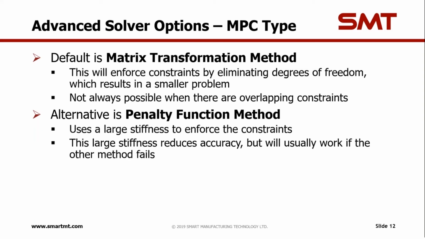In that case, we have to switch to the alternative, which is the penalty function method. This uses a large stiffness instead in order to enforce those constraints. This does reduce accuracy slightly, but it's usually not much different, and it is a bit more reliable than the other method. You can use it in more situations. If you have a failure and switching this would help, then we do try and detect that and warn you about it. That is what that message means.